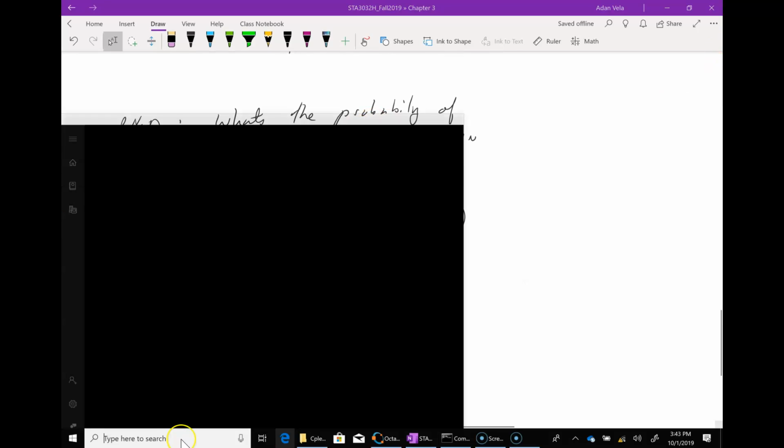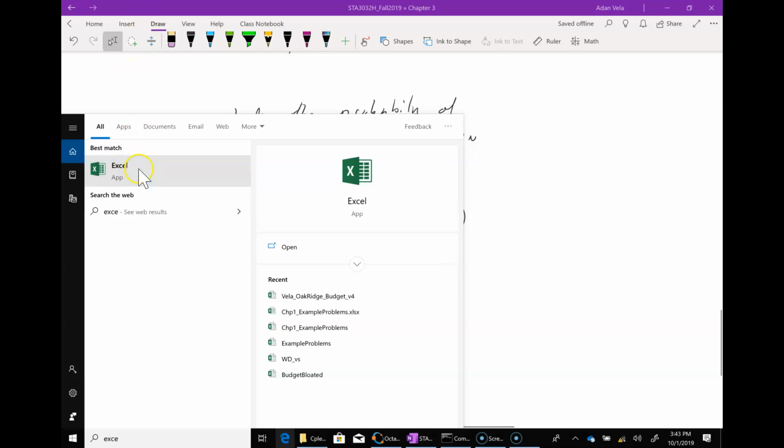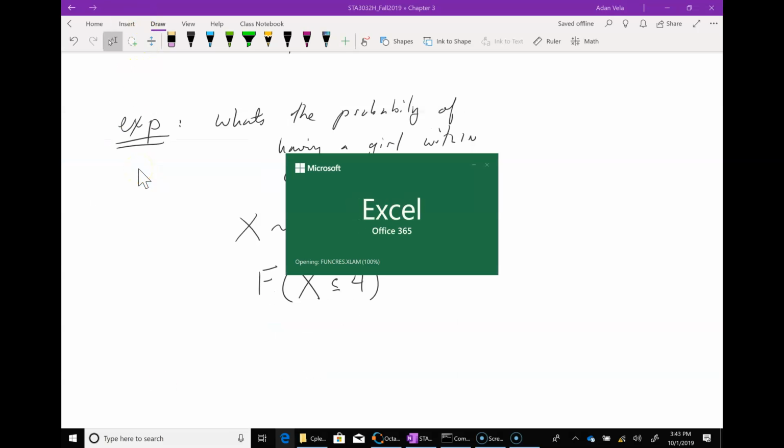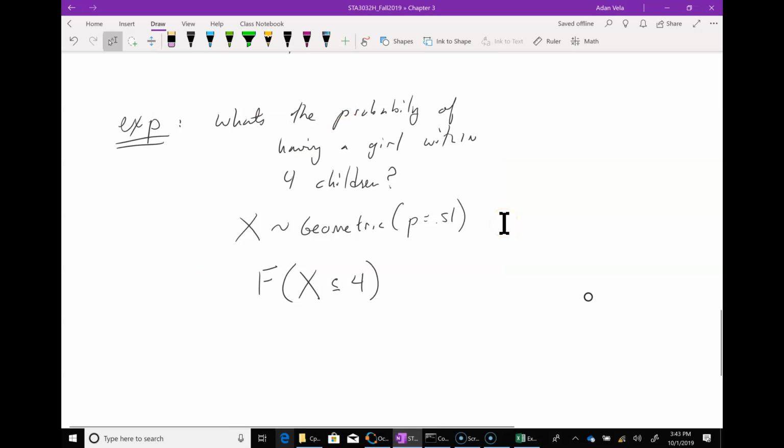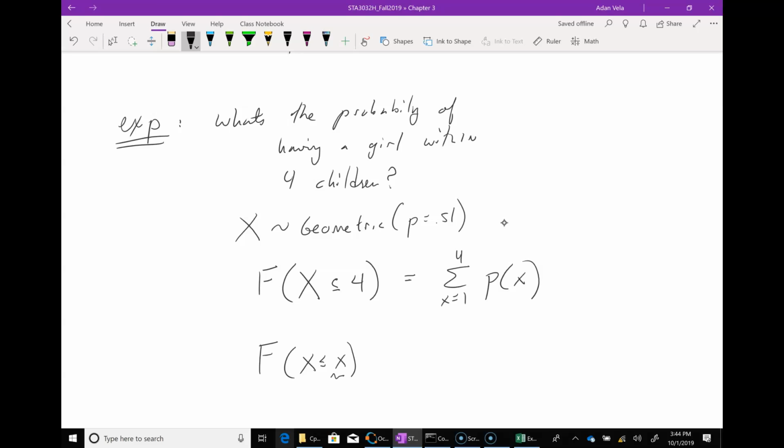Okay, so we can go to Excel. And what we're going to do is we're going to do this summation. Now in this case, we're going to be summing x equals 1 to 4. Okay? But maybe we want to know it for any arbitrary x. And so if we're looking for this value, for any arbitrary x, this is our CDF.